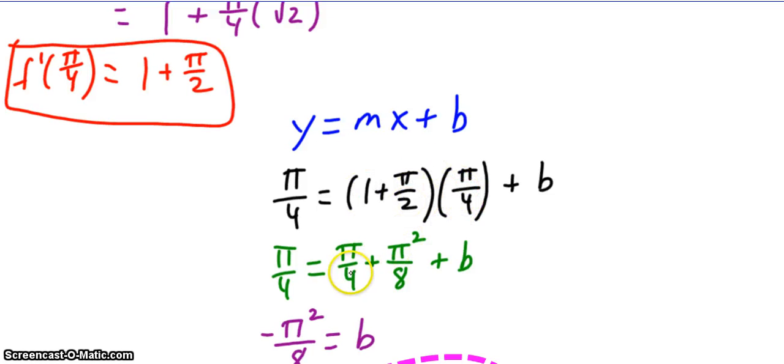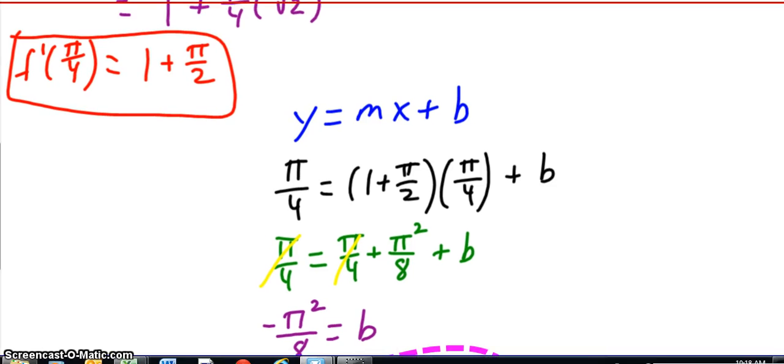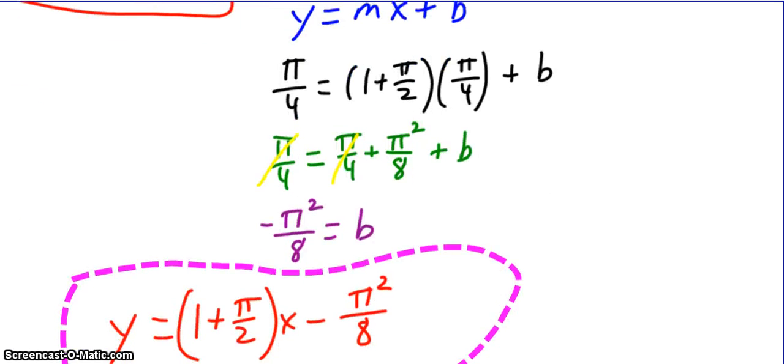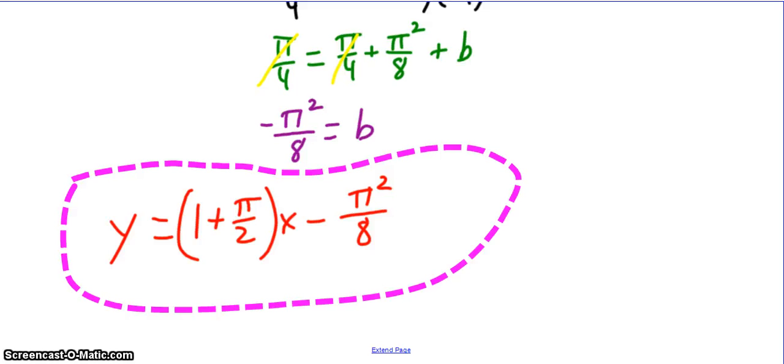Distribute the pi fourths, I get pi fourths equals pi fourths plus pi squared eighths plus b. The pi fourths and the pi fourths are going to cancel. I'm going to subtract that from both sides. And then we end up with b is negative pi squared eighths. So when we rewrite our equation, y equals 1 plus pi halves x minus pi squared eighths.